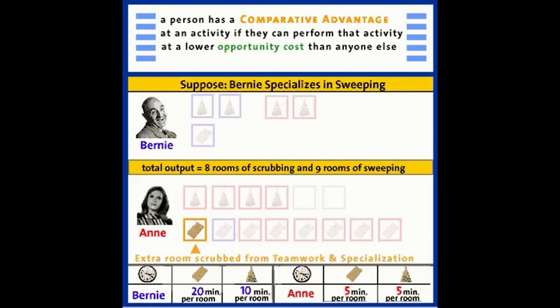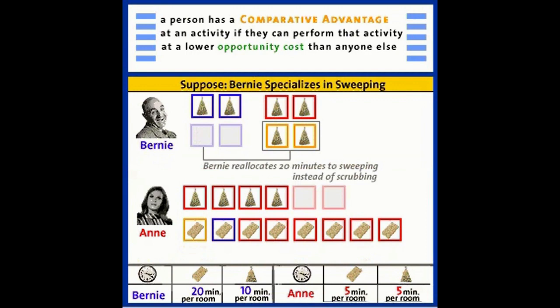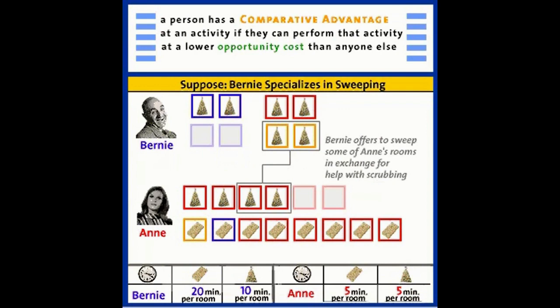This promises to be a good deal. Now Bernie is doing no scrubbing at all. He's doing all sweeping. He's got 1 room worth of scrubbing services from Ann that he's acquired, and now he's ready to give Ann 2 more rooms worth of sweeping. Once he gives her those 2 more rooms, Ann is now freed to scrub some more. She converts her time from sweeping away to scrubbing, and now we've got all these scrubbed rooms that Ann has done, and she can send one of them over to Bernie. Bernie's just as happy as he was before.